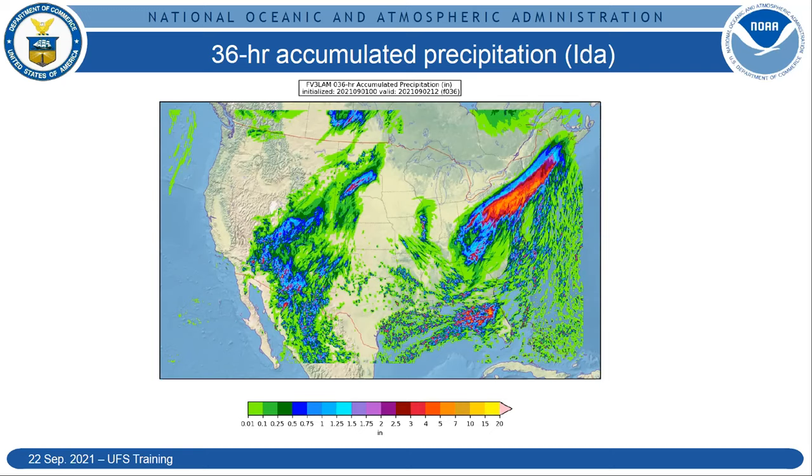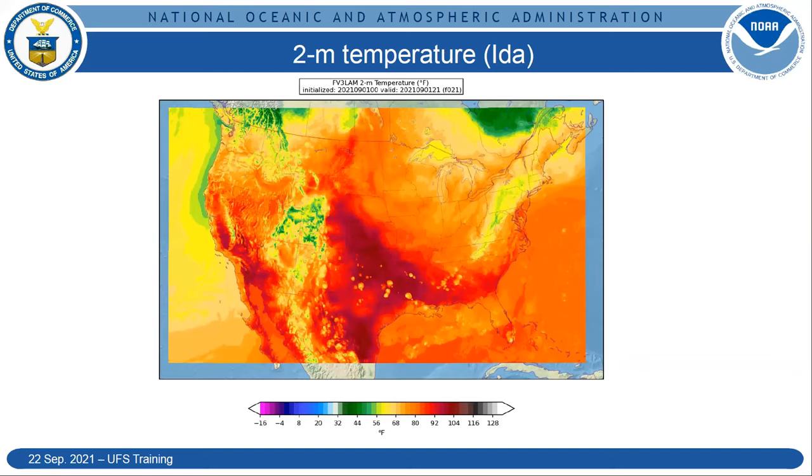This is a plot of 2 meter temperature over the CONUS, and this is also during the time of Hurricane Ida, except this is a 21-hour forecast. I thought this plot was kind of cool just because it shows across the southern US, you can see some cold pools from convection there. Also the relatively cooler air over the eastern US where the remnants of Ida are located.